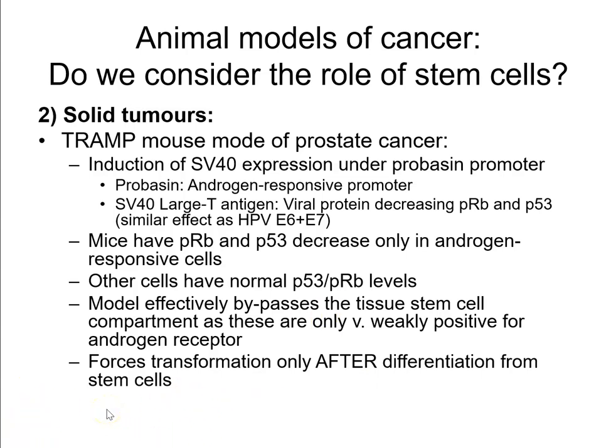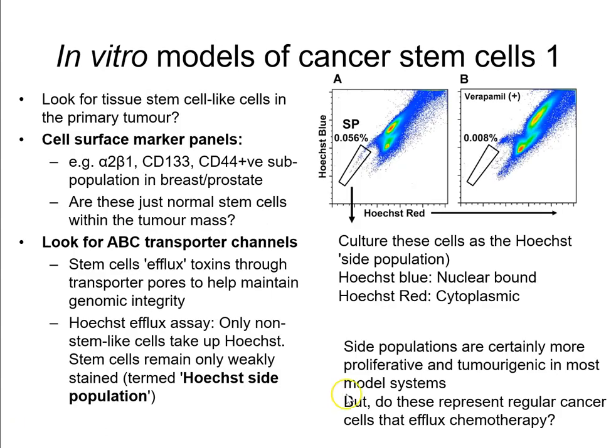Okay, so they're animal models studying cancer stem cells, and as I said, there are lots of controversies. Now what I'm going to move on to now is some in vitro models of cancer stem cells. Now if we're going to study cancer stem cells, we need some sort of cancer stem cell marker. And there are loads of markers out there and they differ for different cancers. We can look for cell surface panels, so alpha-2 beta-1 integrin, CD133, CD44. This defines a subpopulation of both breast and prostate cancer, tissue stem cells and cancer stem cells.